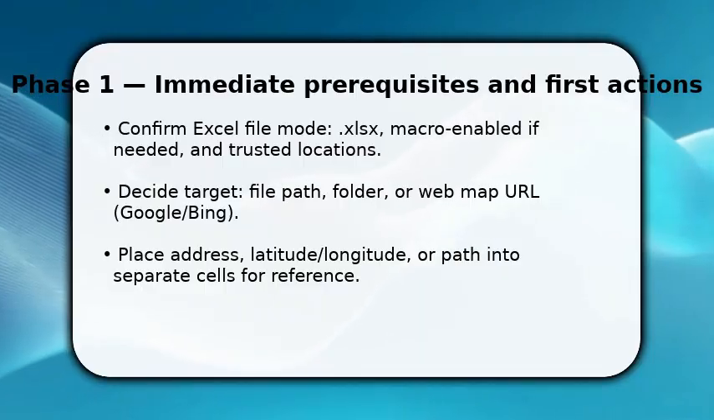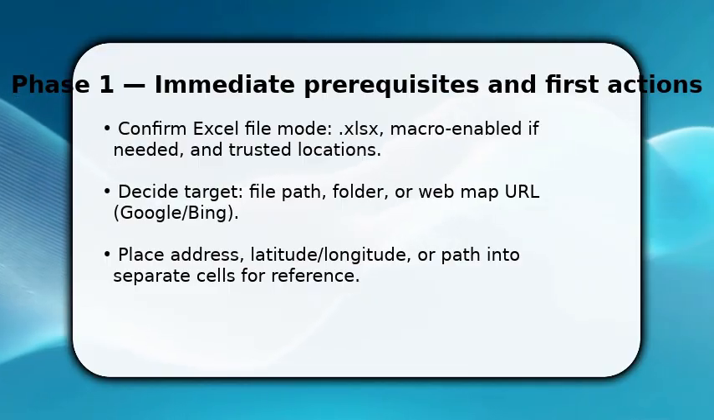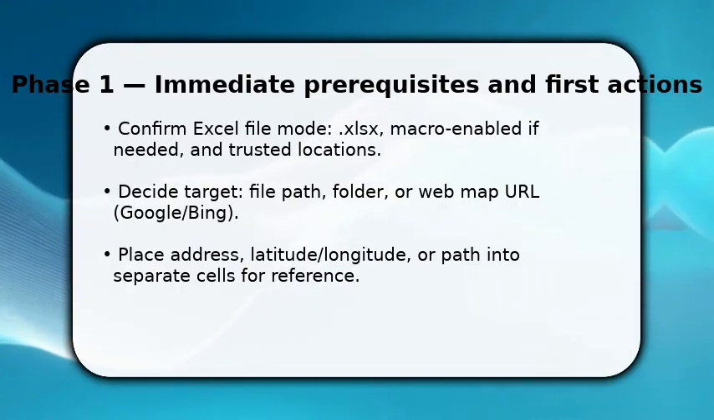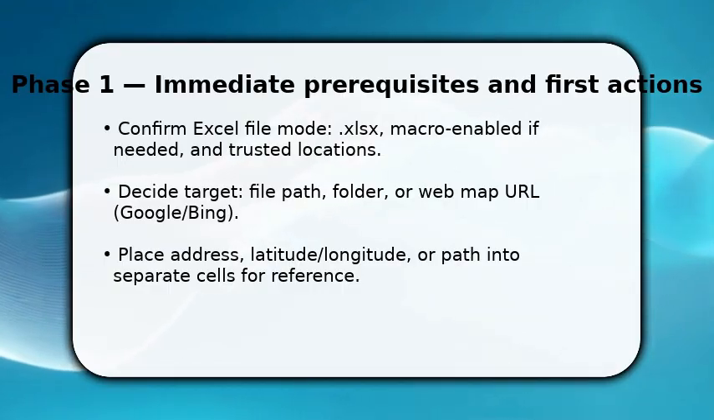You begin by organizing your source data so links are deterministic. Put addresses in one column and optional lat/long in adjacent columns. Next, choose whether you want a file path, folder, or web map link. This changes the formula you use.